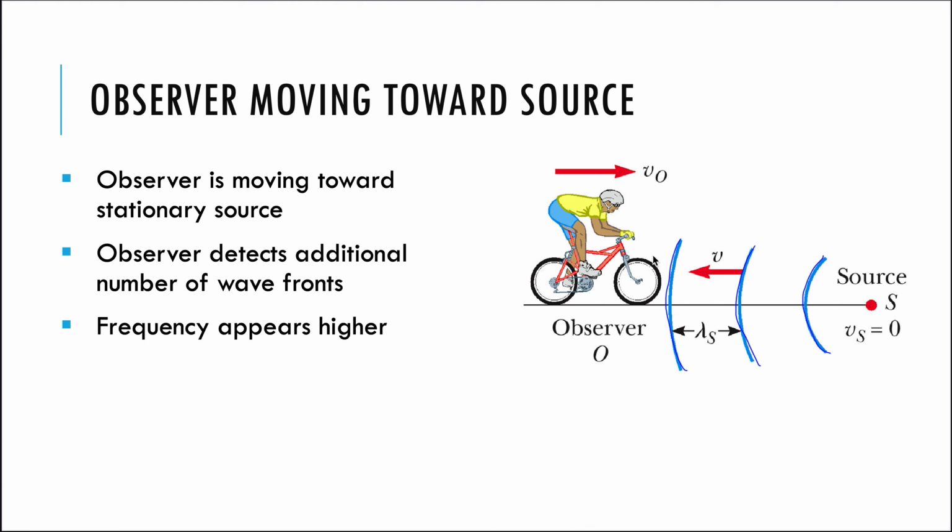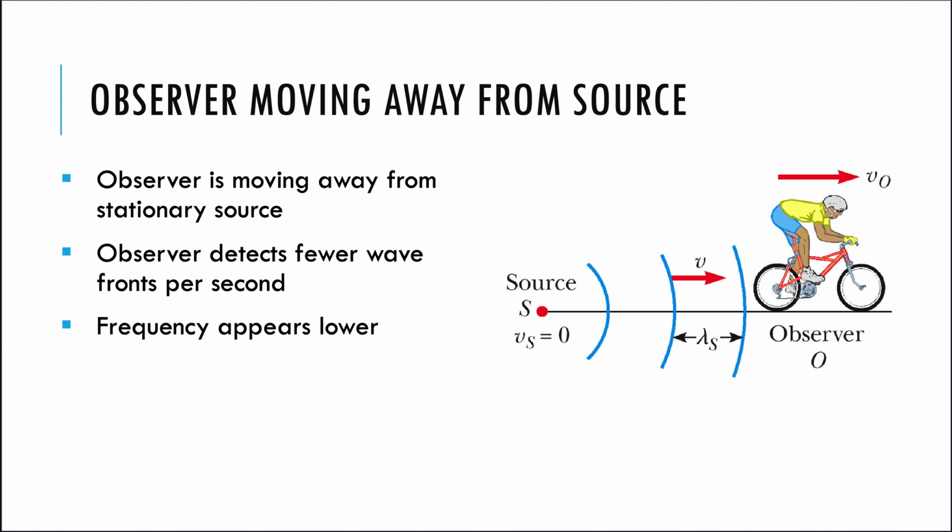If you're moving towards the wave, then instead of having one wavefront hit you every second, you're going to have more wavefronts hit you every second because they're going to reach you sooner since you're moving towards them. So that's why when you're moving towards a source, the frequency appears higher. The opposite happens if you're moving away from the source. Now you're going to hear less cycles per second because they're going to take longer to reach you because you're moving away from that source. So the frequency appears lower when you're moving away from the source.